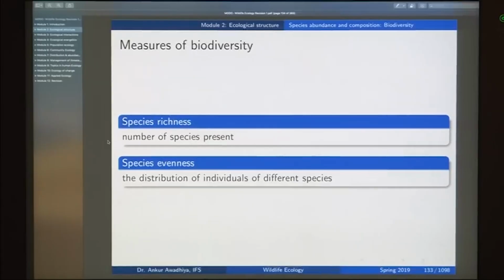Now, there are two measures of biodiversity, especially species biodiversity. We can talk of species richness and species evenness. Richness asks the question how many species are there, evenness asks the question how are the individuals of different species distributed. So, do you have one species that has the maximum number of individuals, or a number of species each having a roughly equal number of individuals? If you have a number of species that have roughly equal numbers of individuals, then we will say that the amount of evenness is much more.